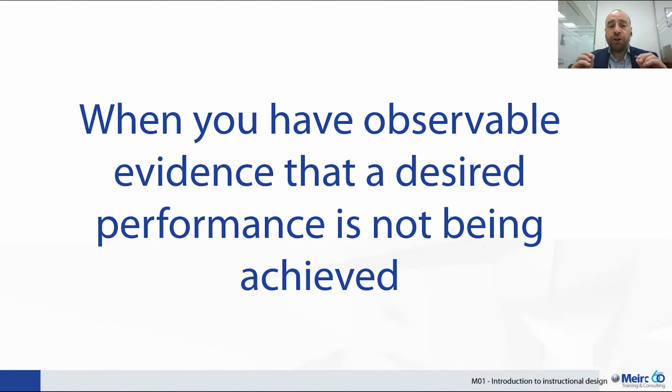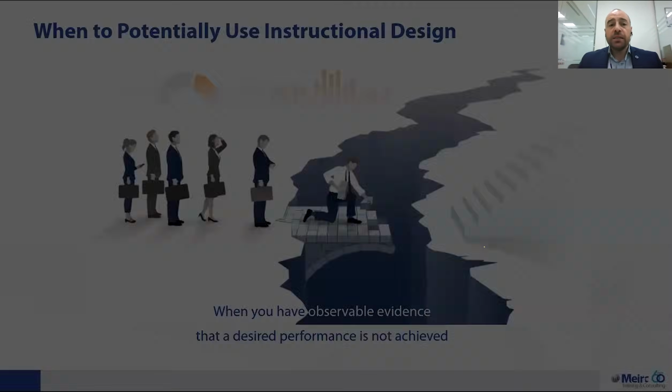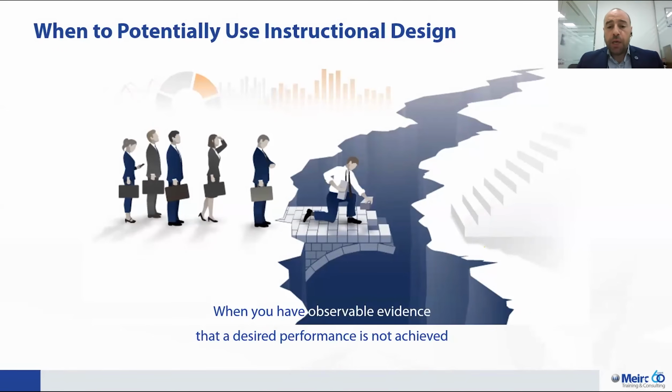So whenever we have an observable evidence that someone's performance is not up to the required level, then we start thinking about designing instruction that would help them. So that's potentially when we identify a gap in performance. However, and I'm sure you know about that, not every performance gap is due to a competency gap.